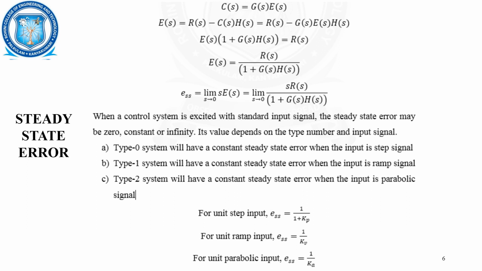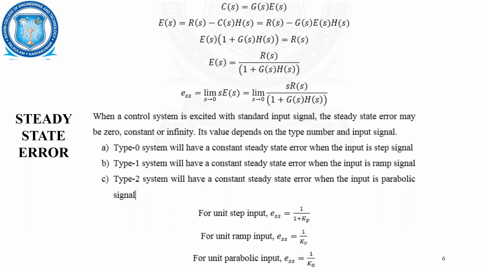If it is a type 1 system, there is one pole at the origin. And if it is a type 2 system, we will have two poles at the origin. Poles are nothing but the denominator roots. The roots of the denominator polynomial of the transfer function are known as the poles.